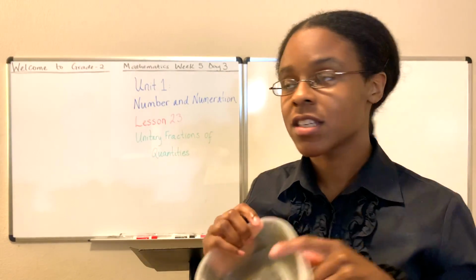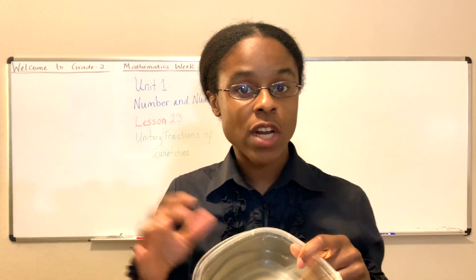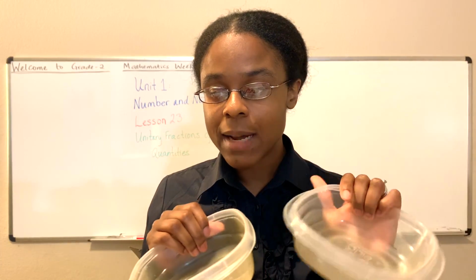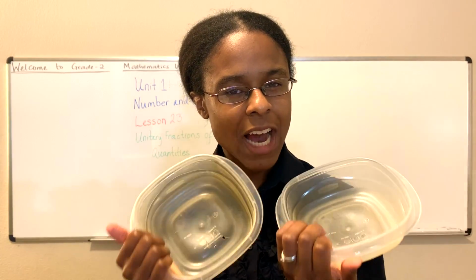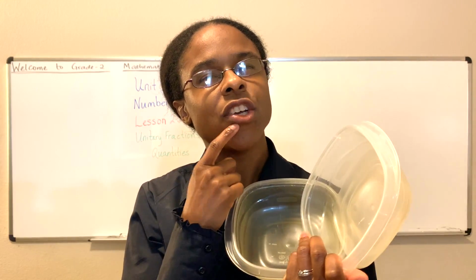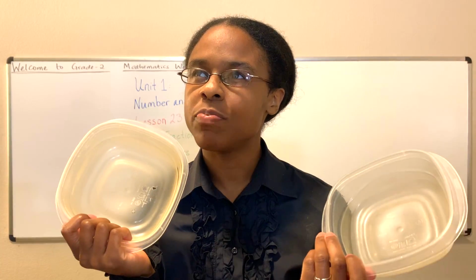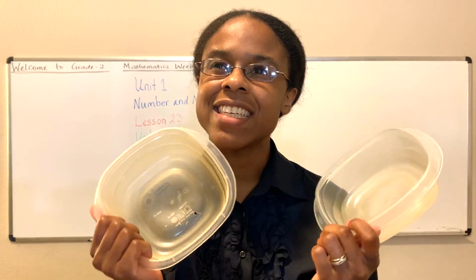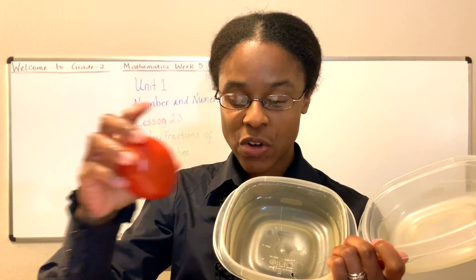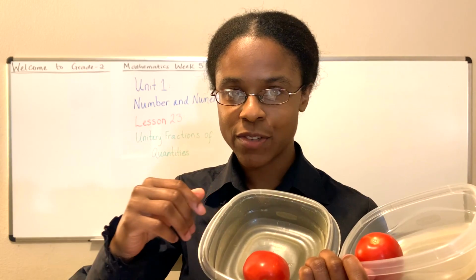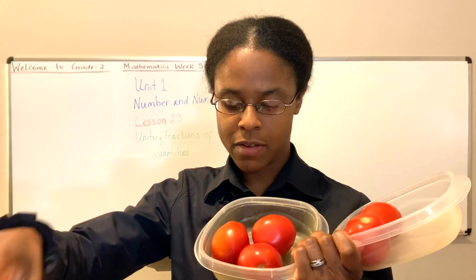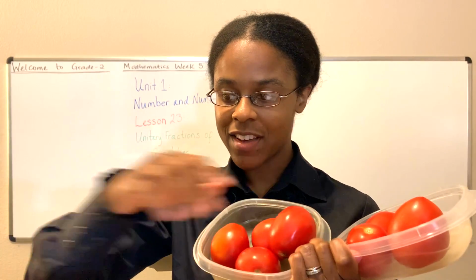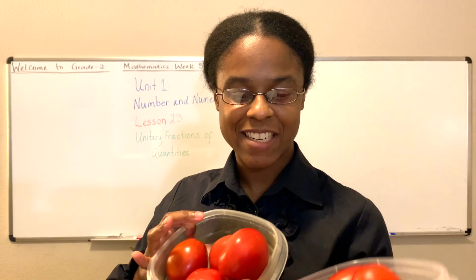Unitary fractions of quantities is taking a certain number. In this instance, we're going to use the number 8, and I'm going to divide 8 between 2 containers. If I have 8 tomatoes and I put them into 2 containers, how many tomatoes would be in each container? Let's find out. Here's 1 for you, 1 for you, 2, 3, 4, 5, 6, 7, and 8. Yippee, we did it.